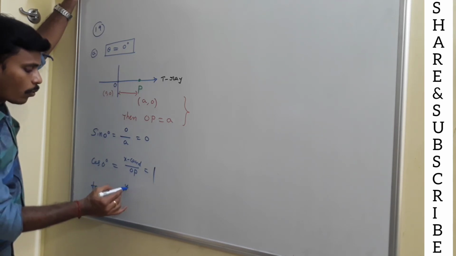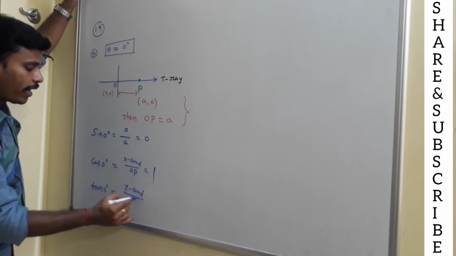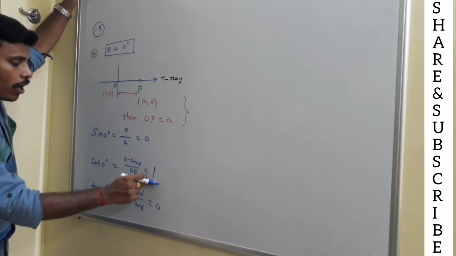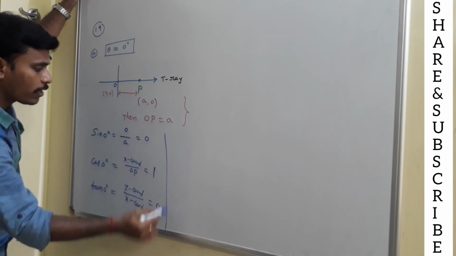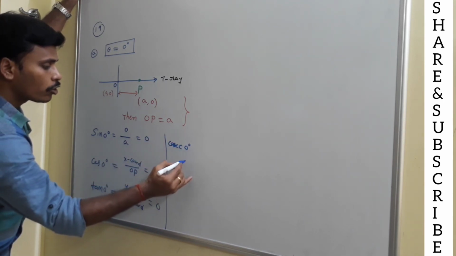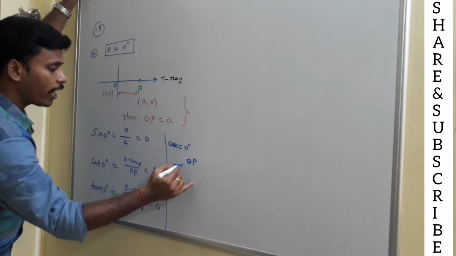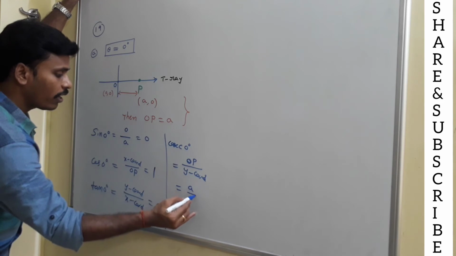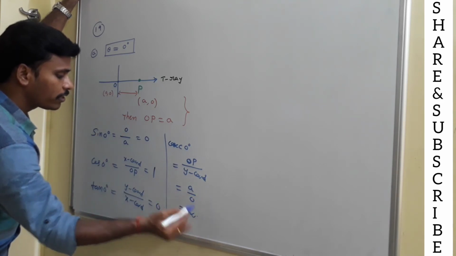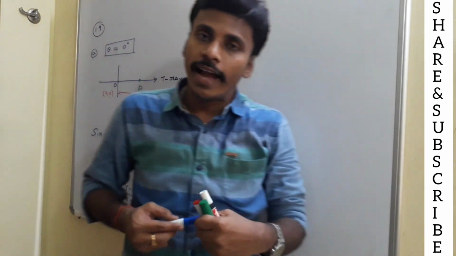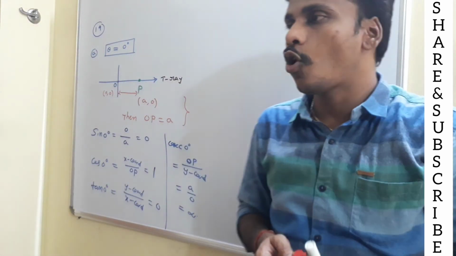In the same fashion you can calculate tan 0 degrees. Tan 0 degrees is again what? Y coordinate divided by x coordinate. If you calculate in such a manner, again your answer is 0. And likewise if you calculate cosecant 0 degrees, cosecant 0 degrees is OP value divided by y coordinate. OP value is a, y coordinate is 0, a by 0, you may write it as infinity. In a similar pattern you can write the values for secant 0, cot 0 and everything.